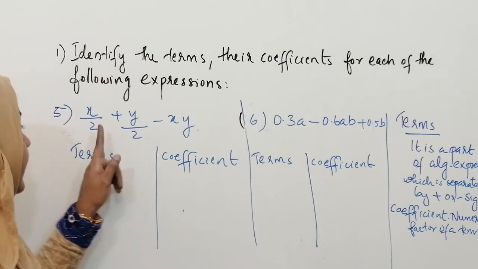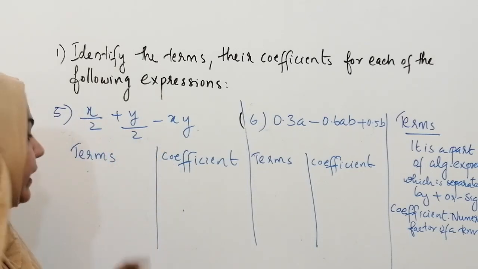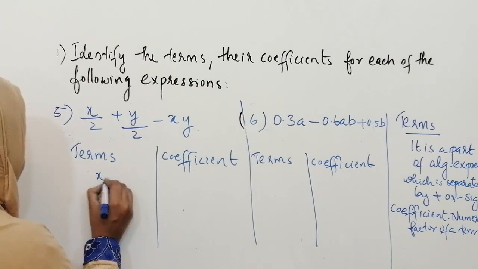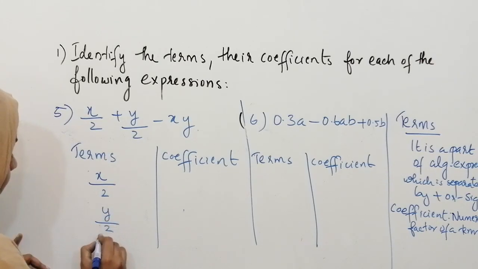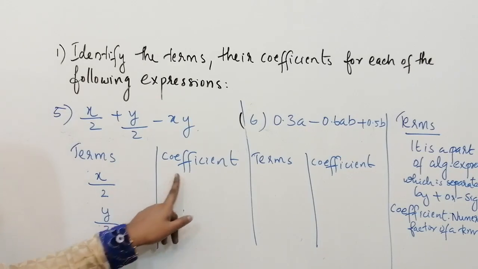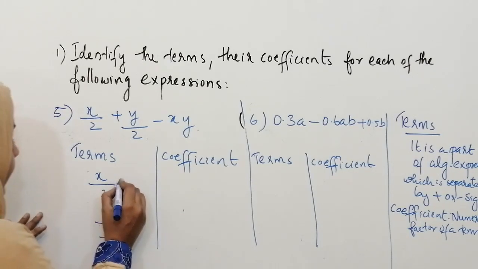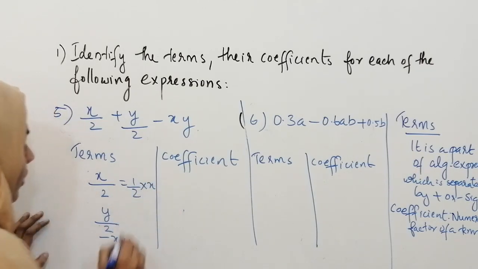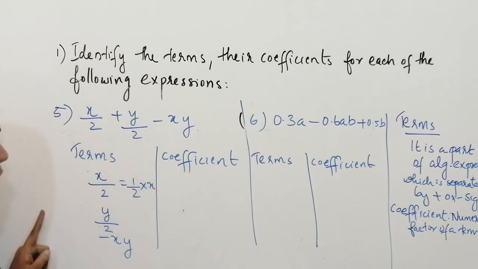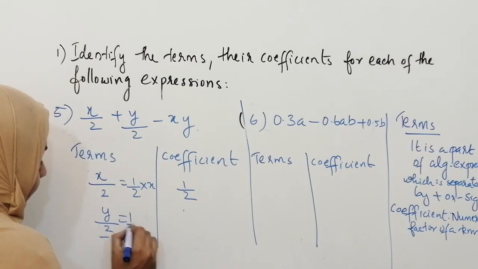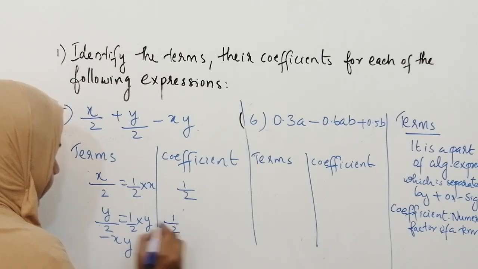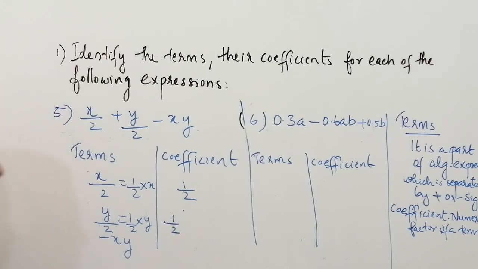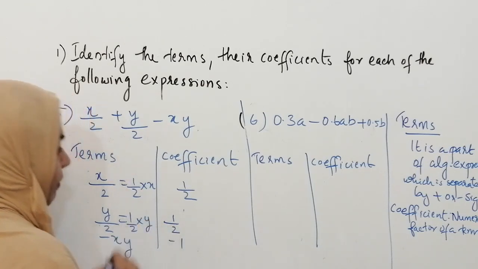So our fifth question is x by 2 plus y by 2 minus xy. So first we can write our terms. In this expression you can see there are 3 terms. So you know what is the coefficient of this term? x by 2 means 1 by 2 into x is called x by 2. So what is the coefficient of x by 2? 1 by 2 is the coefficient of x by 2. Correspondingly we can write 1 by 2 into y is y by 2. So what is the coefficient of y by 2? 1 by 2. So minus xy is minus 1 into xy. So the coefficient of minus xy is minus 1.